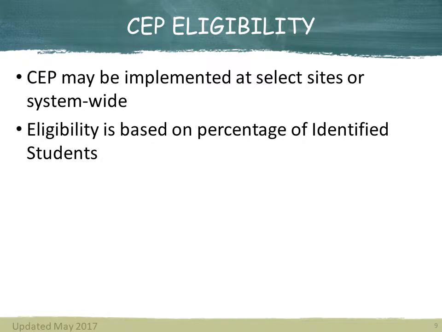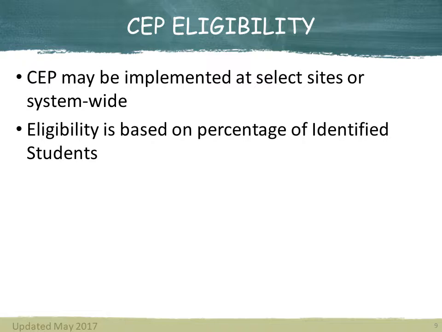CEP eligibility can be implemented at selected sites or system-wide. Now this is where a lot of you struggle with your system. You look at the system and have pockets that would qualify, or different schools or makeup of schools. A lot of times it's the elementary schools that you can get to qualify, or certain areas of the parish, and sometimes it's hard to get the district on board for a partial system.